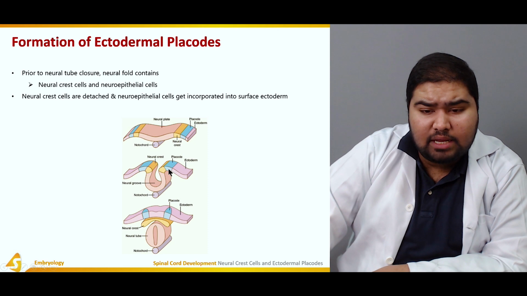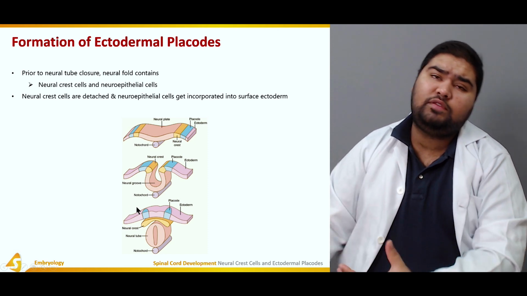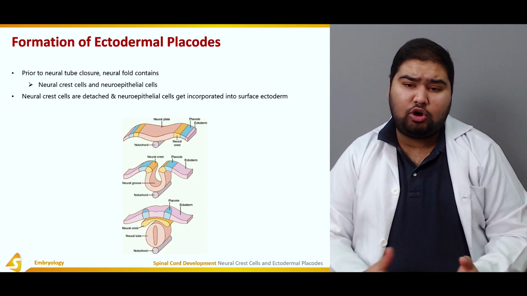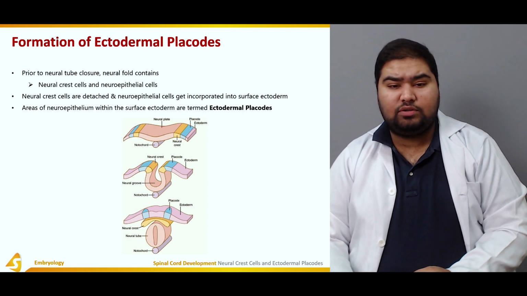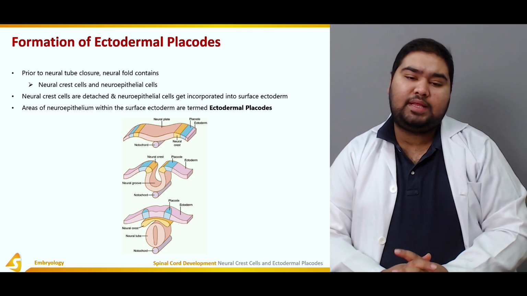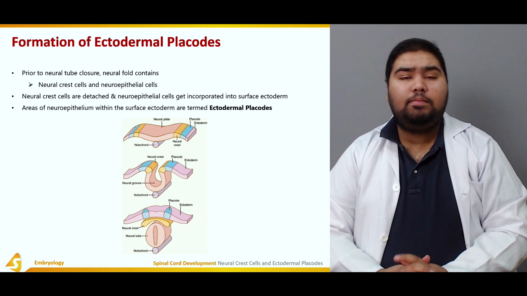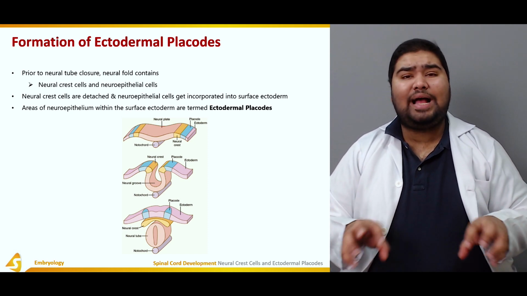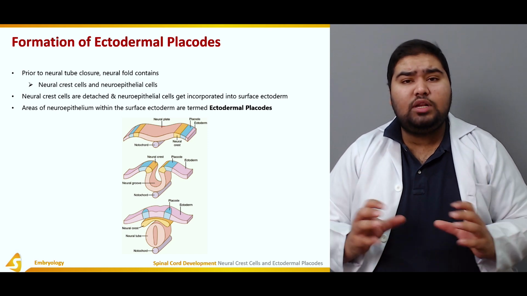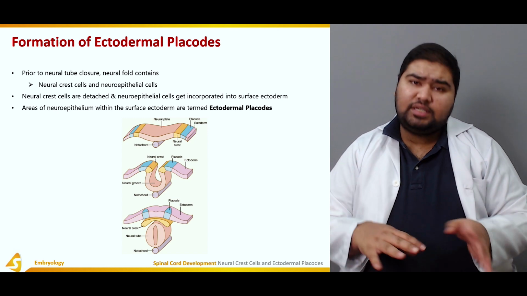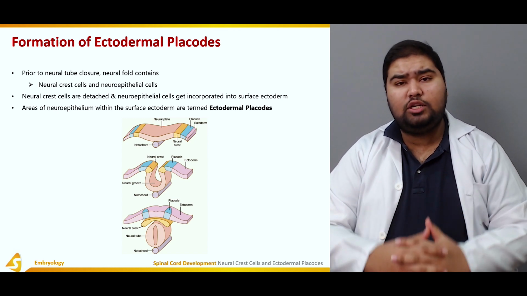Here you can see these in blue were the neuroectodermal cells. They get incorporated into the surface ectoderm. They do not become a part of the developing neural tube. However, they become incorporated into the surface ectoderm. Now, the areas of neuroepithelium within the surface ectoderm are termed the ectodermal placodes. So ectodermal placodes are actually the areas of neural tissue or neural epithelium in the ectoderm after the formation of a neural tube.